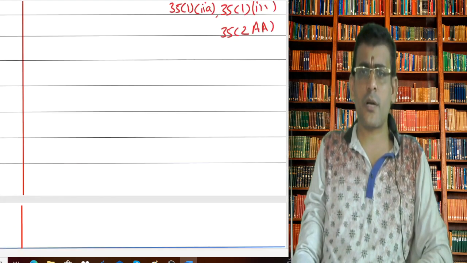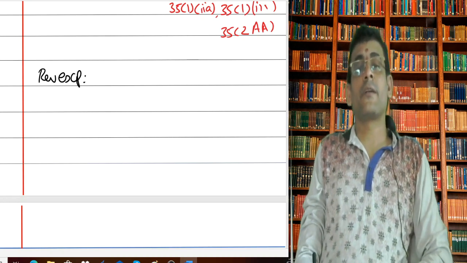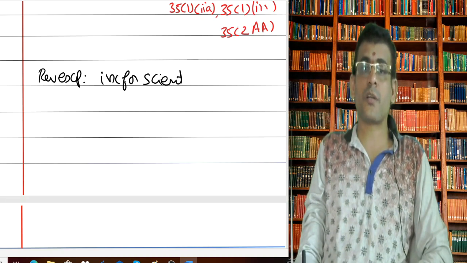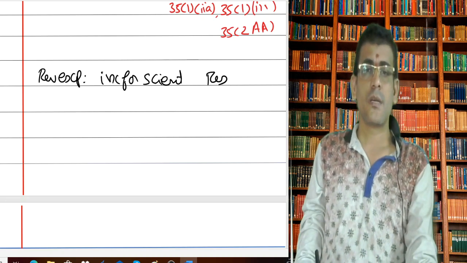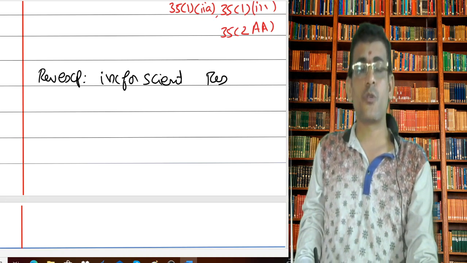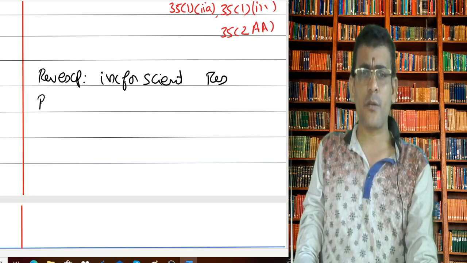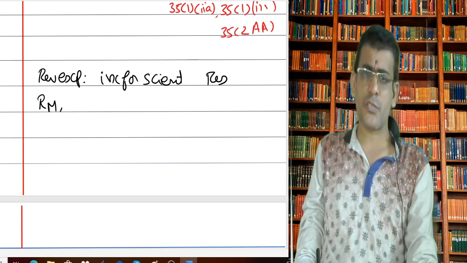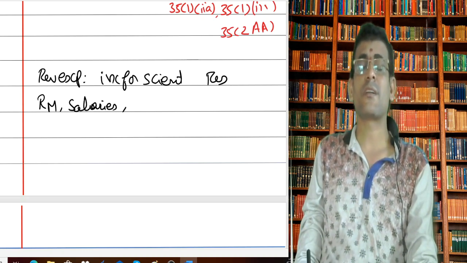Now first let us try to understand revenue expenses incurred for scientific research. What could be the revenue expenses? Say you are doing research. For research you need some chemicals, some material. So the revenue expenditure could be your raw material. You are also paying some salary to the staff who are doing the research. So salaries to the staff are also considered as revenue expenses.